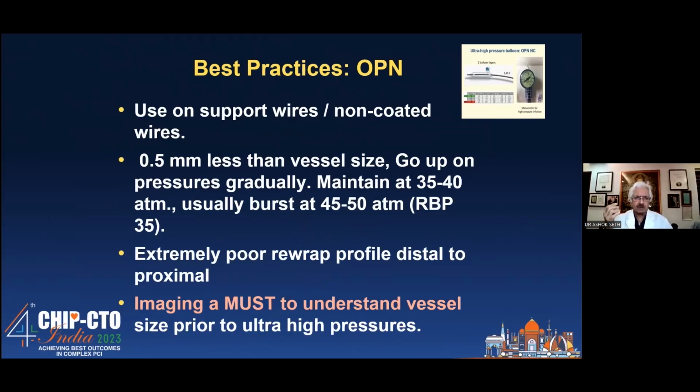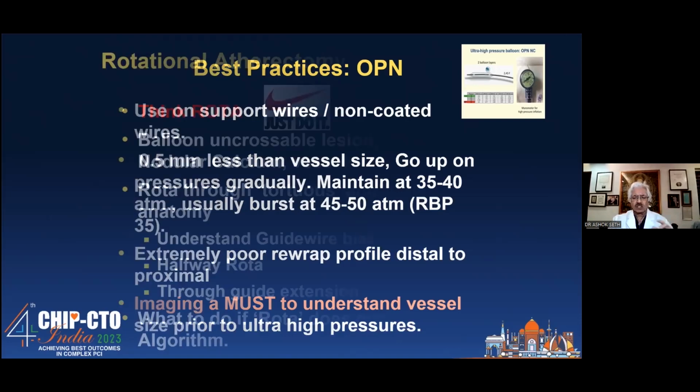But best to use them on a support wire. Use a balloon 0.5 millimeter less than the vessel size and go up gradually to maintain pressures at 35 to 40 atmospheres, by which time a 3 millimeter balloon would be 3.35 to 3.37, and maintain it for some time, because it usually bursts beyond 40 atmospheres, though I have taken it up regularly to 45 atmospheres. It has a poor rewrap profile, so move it from distal to proximal, but the guide could get stuck when you move it that way, so be sure that you don't damage the proximal vessel, especially the left main. Imaging is a must to understand the vessel size prior to going up to ultra-high pressures.